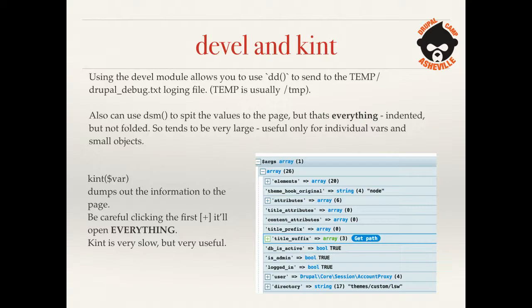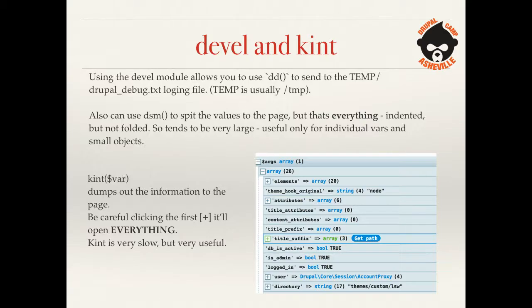Especially in your preprocess hooks, you can Kint out a variable. It will dump them all here. That first box next to args array 1, which is a minus right now, but normally starts as a plus, don't click it. If you click that, it opens everything. Kint is very, very slow. I mean, it's a development thing only, but sometimes you want to poke around and see what you can find. Normally I would set breakpoints here and actually do it inside PHP Storm Xdebug, but you can print it to the page and poke around.